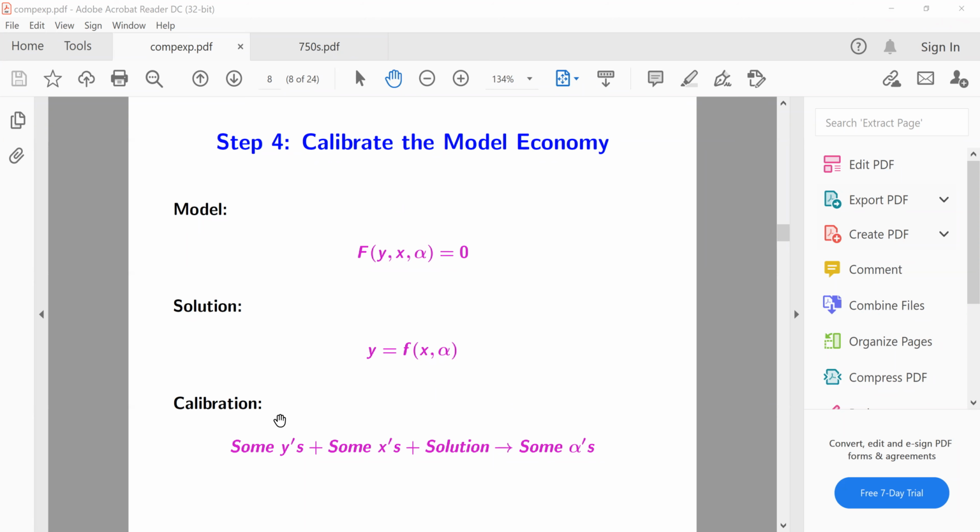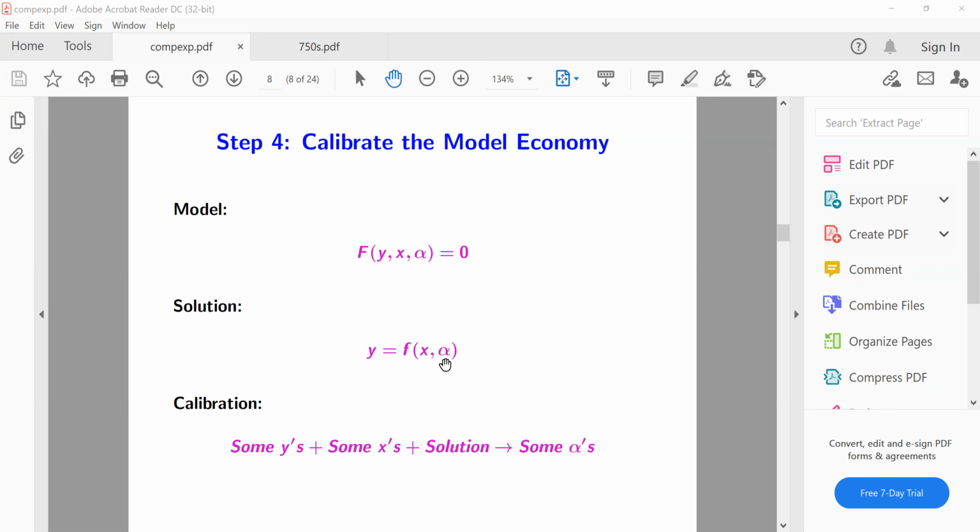And then calibration means you use some of the values for endogenous variables, some of the values for exogenous variables, and the solution of the model, these equations, and all these three eventually allow you to identify at least some of the structural parameters. Okay, I'm going to show you how that plays out in the context of a growth model in a moment. But that's the idea. So we have some endogenous variable values, some values for exogenous variables, and this model solution.